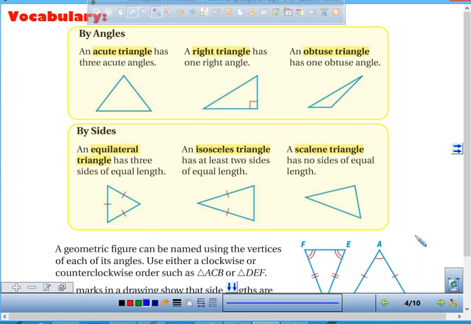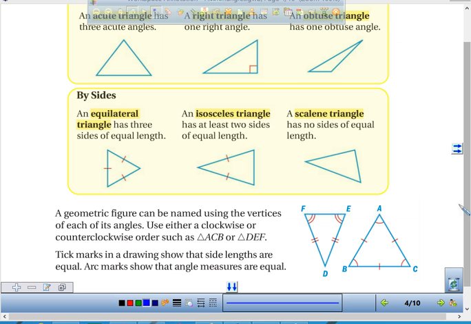Okay? If I name them by the sides, if all three sides are the same length, equilateral. Okay, equal. All three sides are equal. Two sides are the same, isosceles. And I'm sure you've heard these names before, correct? Okay. And none of the sides are congruent, scalene. Okay. I mark sides that are congruent by these tick marks. Okay. Same with angles.